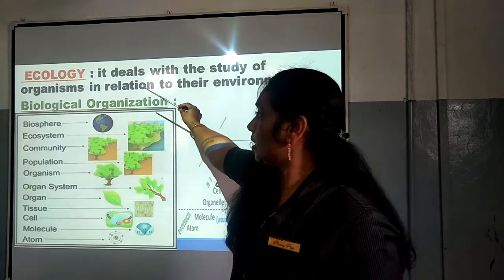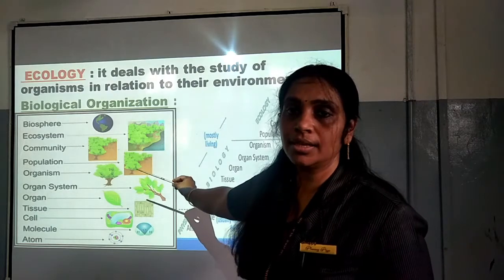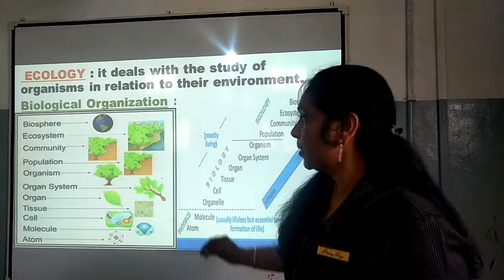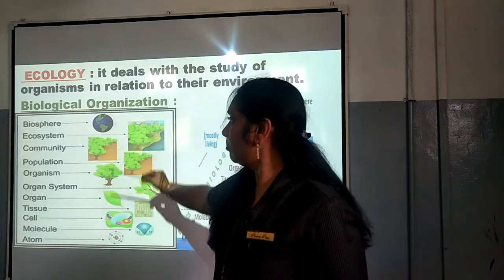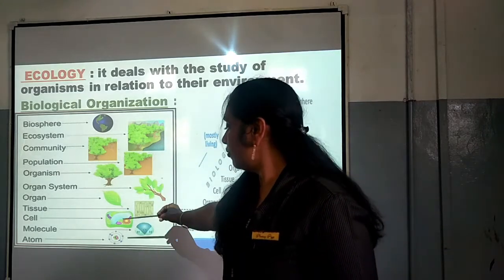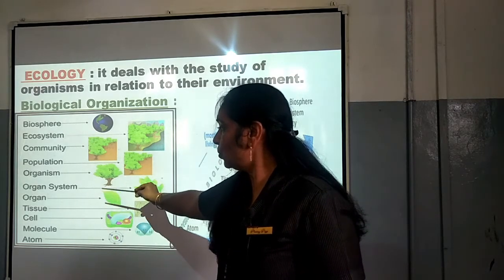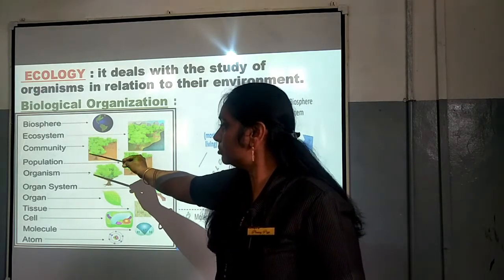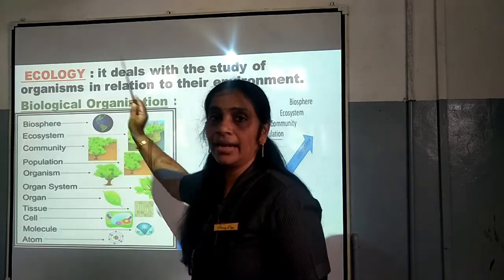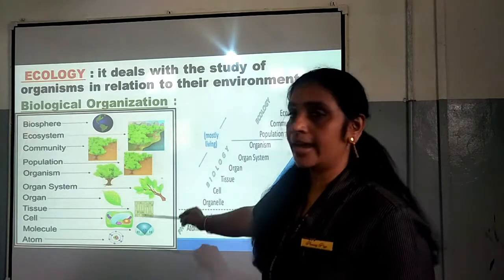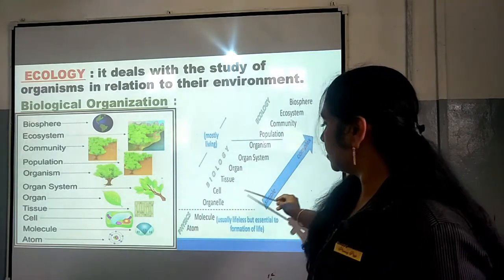Here we know that what is biological organization. Already we understood this in our previous class. Hierarchy is given here. From the atom, the biological organization begins. From atom, then to molecule, then cell, tissue, organ system, organism, population, community, ecosystem and biosphere. This is the hierarchy of biological organization. Here you can see, isn't it?